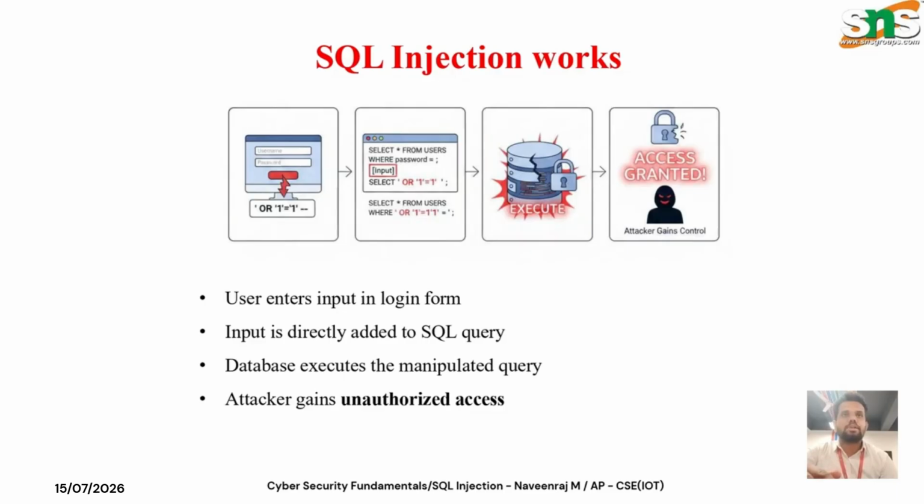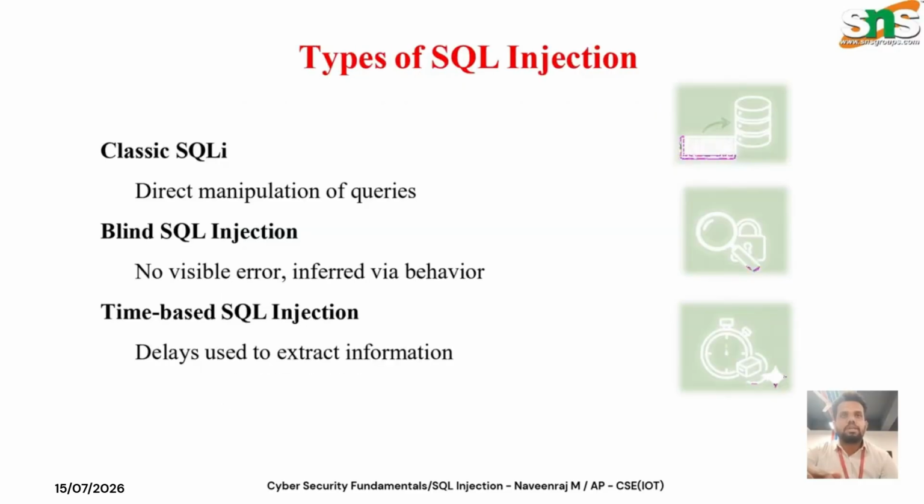Then, an example. Suppose the login query is SELECT * FROM users WHERE username = 'admin' AND password = '1234'. If the attacker enters, he will change the username into admin' OR 1=1 under the single quotes. This query becomes SELECT * FROM users WHERE username = 'admin' OR 1=1. Since 1=1 is always true, the database returns all users. Login bypass, this is SQL injection.